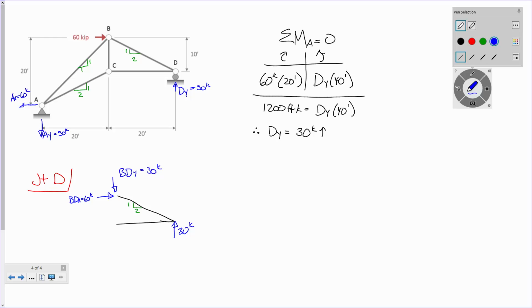All right, and what's going on with CD? What do we have going? Look at it. Look at our structure. So in the vertical, we got 30 down, 30 up. In the horizontal, 60 kips to the right means we got to have 60 kips to the left. Does that make sense? Because of this right here.